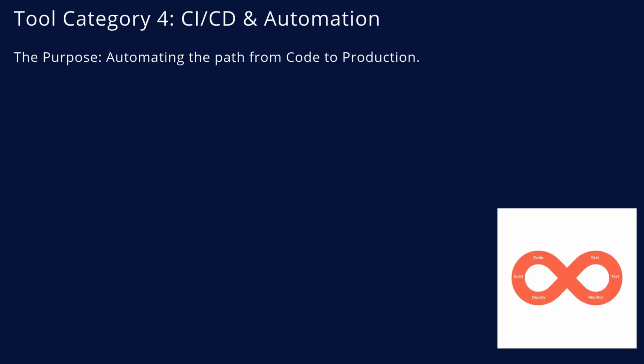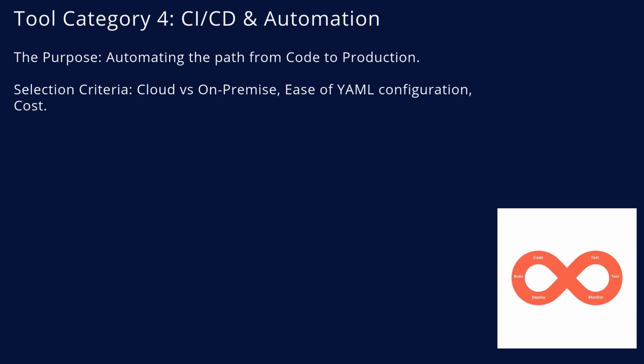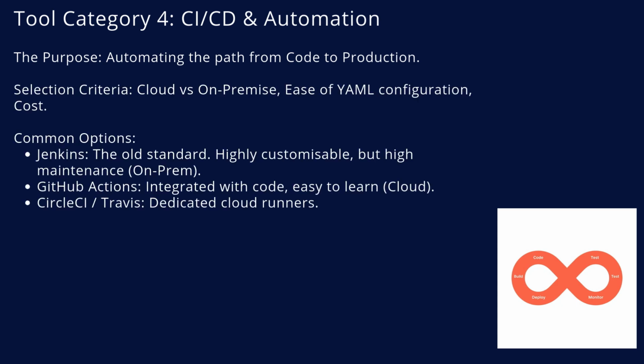Category 4 is CI/CD, continuous integration and deployment. How do you select the automation server? Jenkins is the classic choice. It's free and powerful, but you have to host and patch the server yourself, high maintenance. GitHub Actions is the modern choice. It lives right next to your code, uses simple YAML files, and requires zero server maintenance.